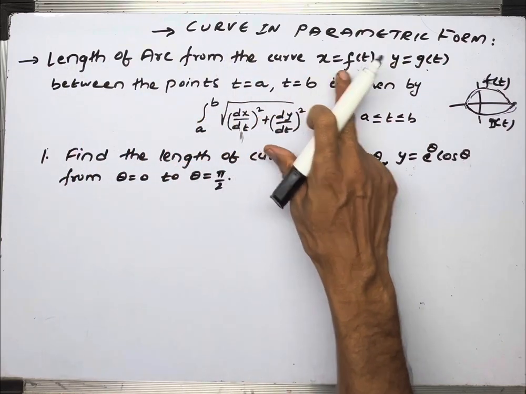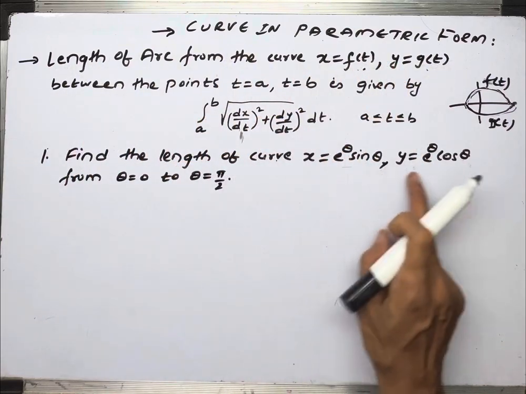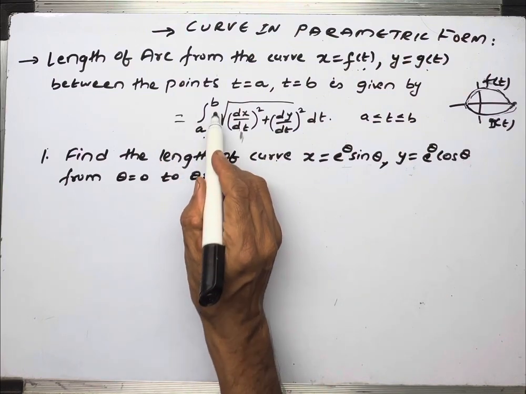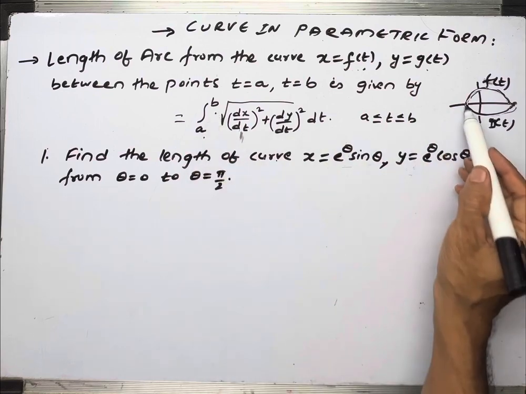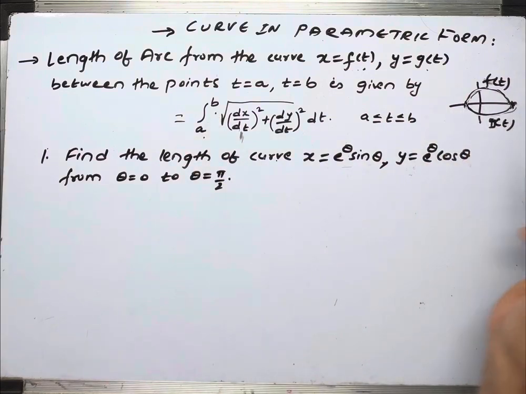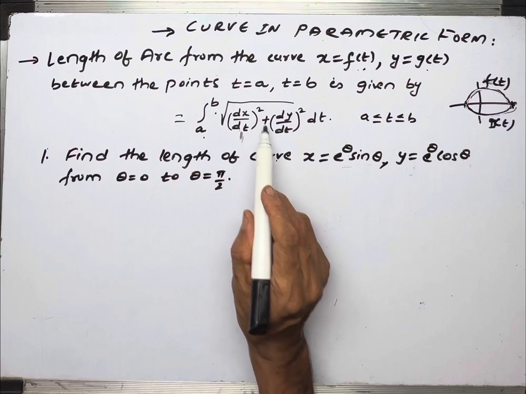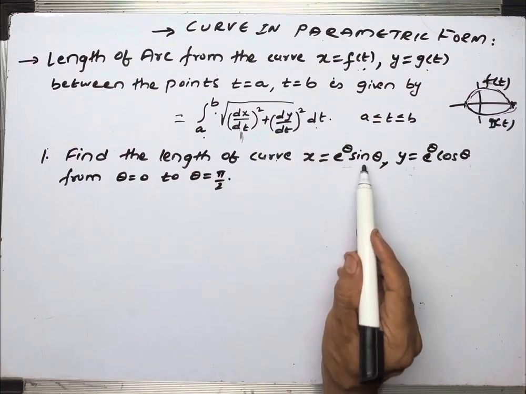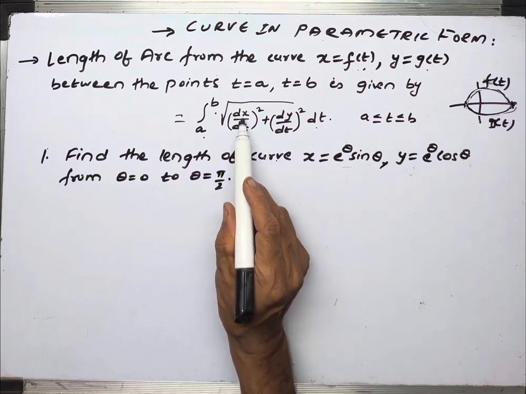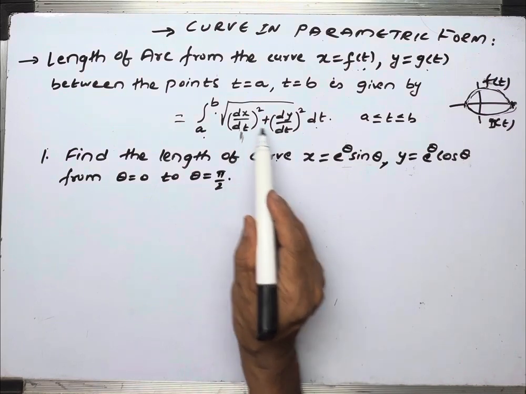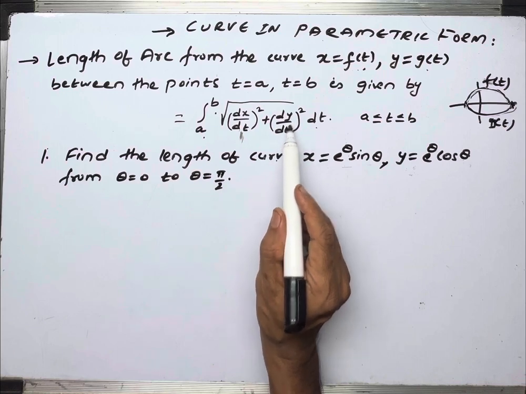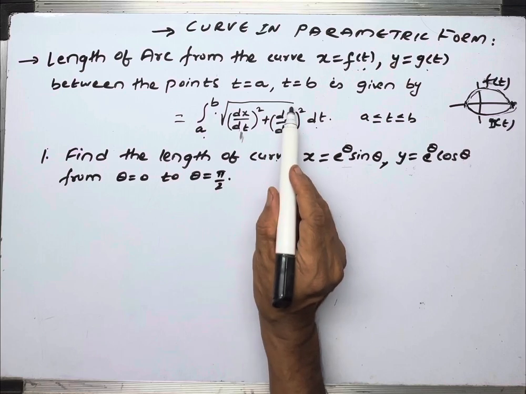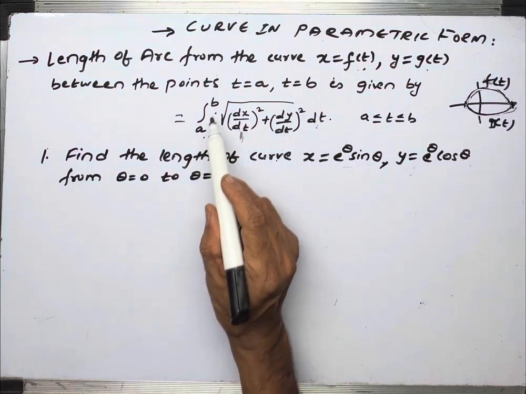For the length of arc when two functions, two different curves, are given to you, the formula will be from a to b. These are the limits given to us. Limits mean x values. Then the square root of (dx by dt) whole square plus (dy by dt) whole square, dt. If the question is in terms of theta, that time we'll consider d by d theta of x whole square plus d by d theta of y whole square within the square root, d theta. The limits are from a to b.